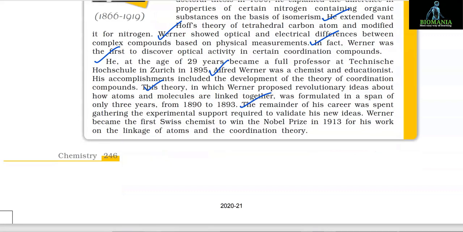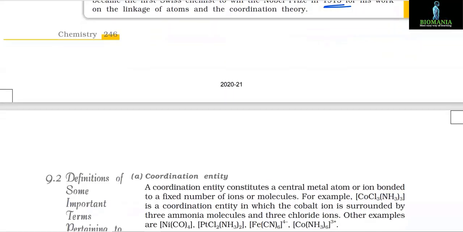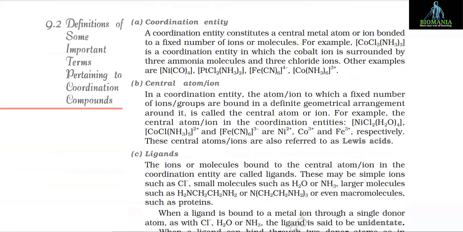Werner became the first Swiss chemist to win the Nobel Prize in 1913 for his work on the linkage of atoms and the coordination theory. 9.2 Definition of some important terms pertaining to coordination compounds.